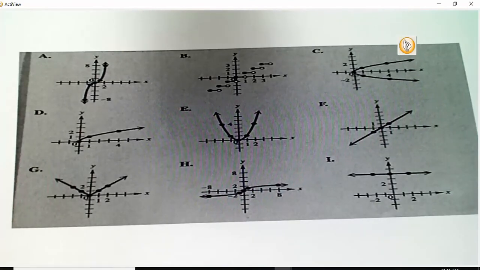If I said which one is x cubed? X to the third. A. Is that increasing, decreasing, or constant? Increasing from negative infinity to positive infinity. Which of these isn't a function? C. To not be a function, it has to fail the vertical line test. So C isn't a function.